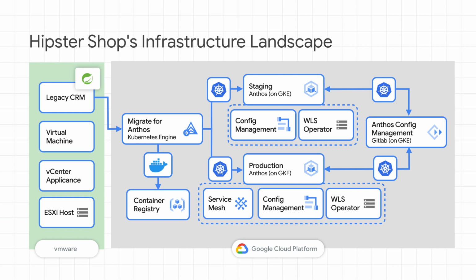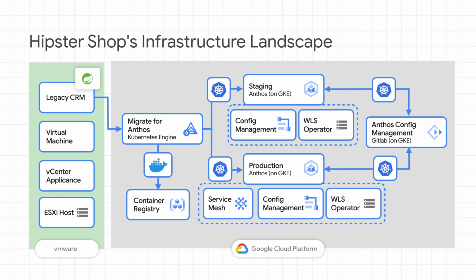In their on-prem VMware environment, Hipster Shop uses a vCenter server appliance installed on an ESXi host to manage their inventory of virtual machines. To begin modernizing the apps running on these VMs, Hipster Shop's operators needed to set up Migrate for Anthos to snapshot their VMs and generate their container images. The legacy CRM Java application is deployed on a WebLogic application server. They also installed the WebLogic server Kubernetes operator on their Anthos cluster to automate the deployment and management of a WebLogic environment running on Kubernetes.